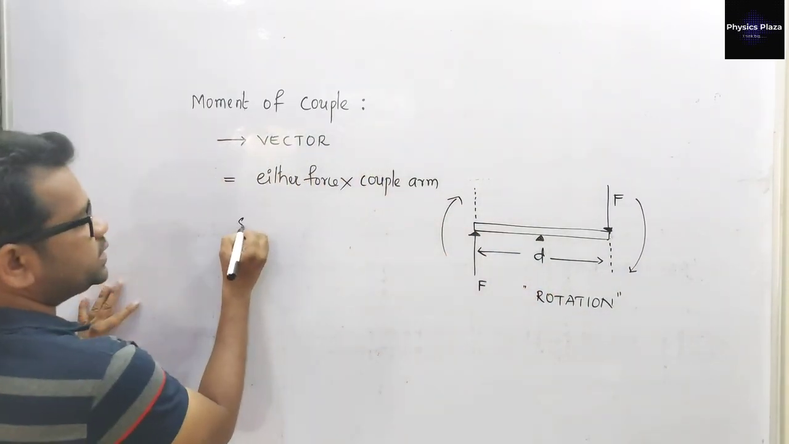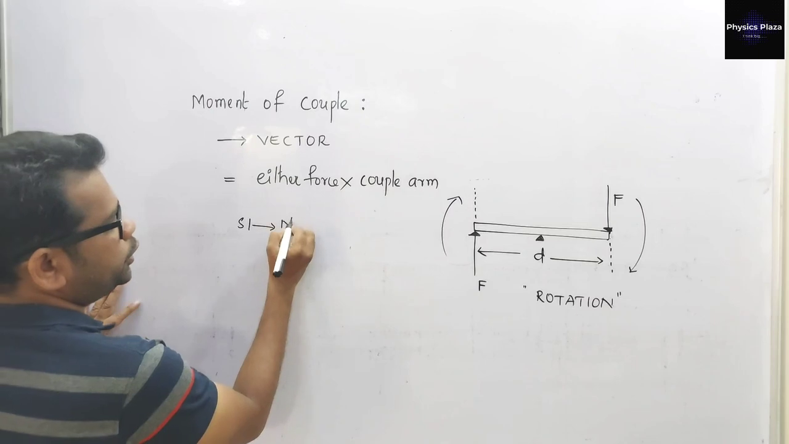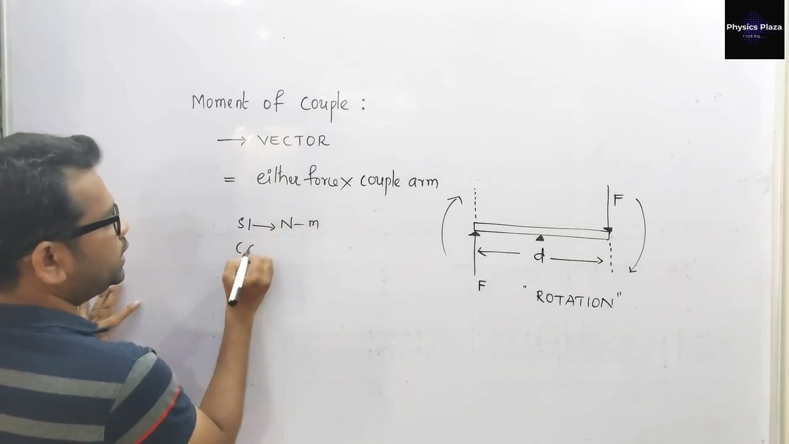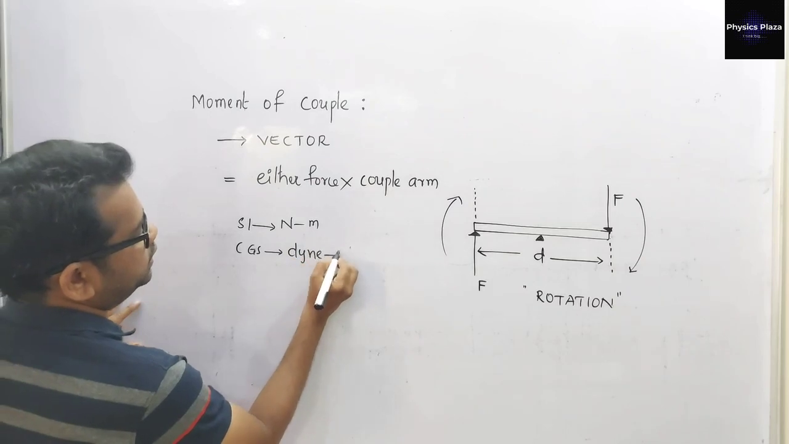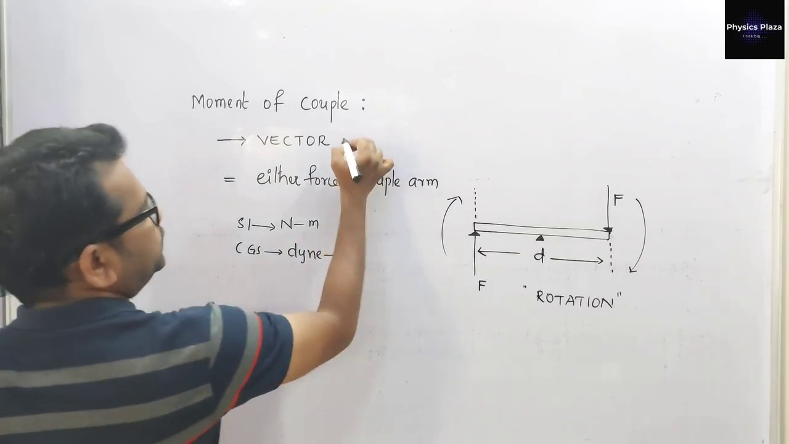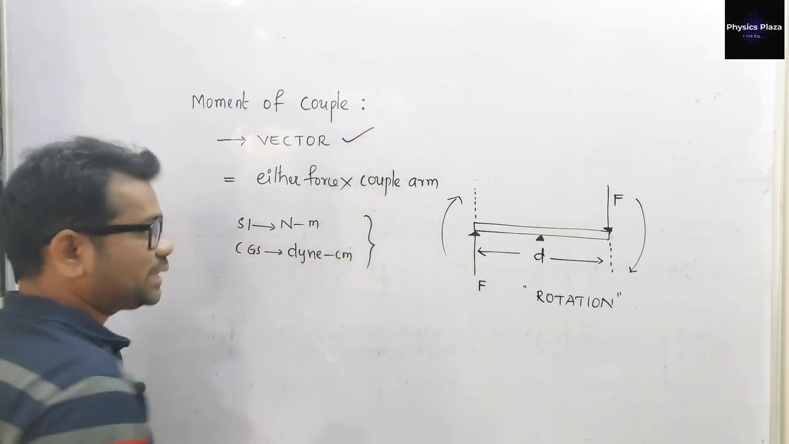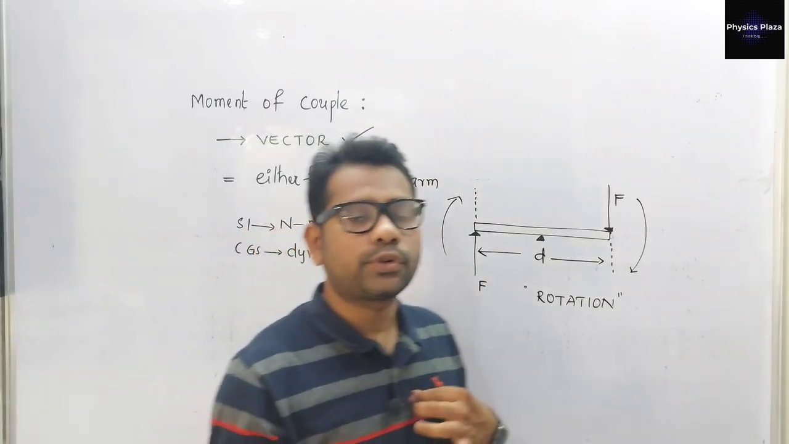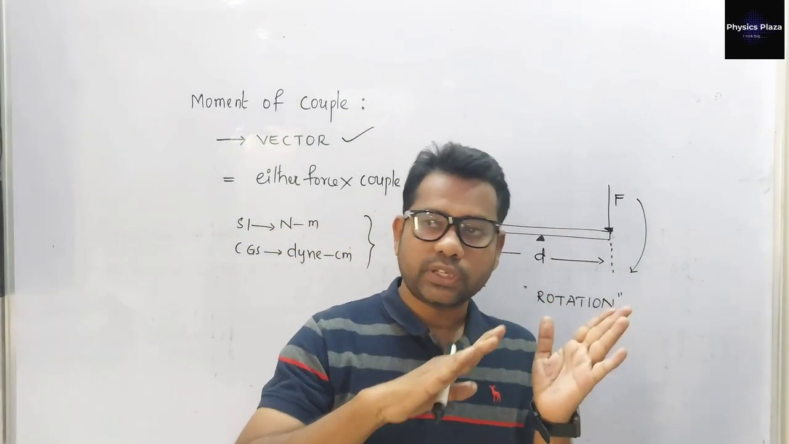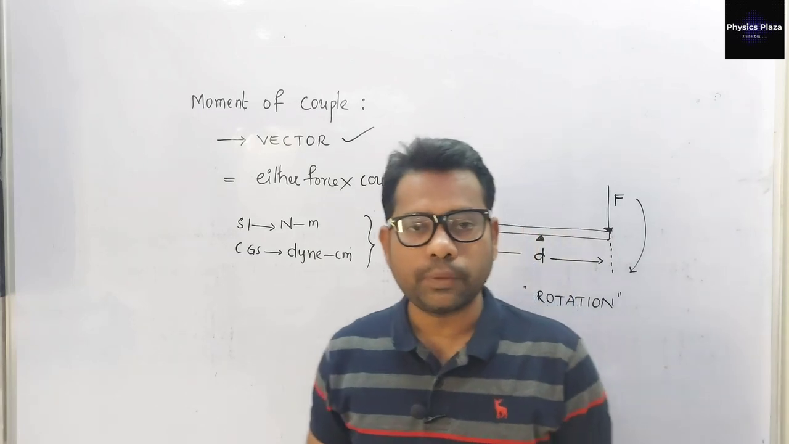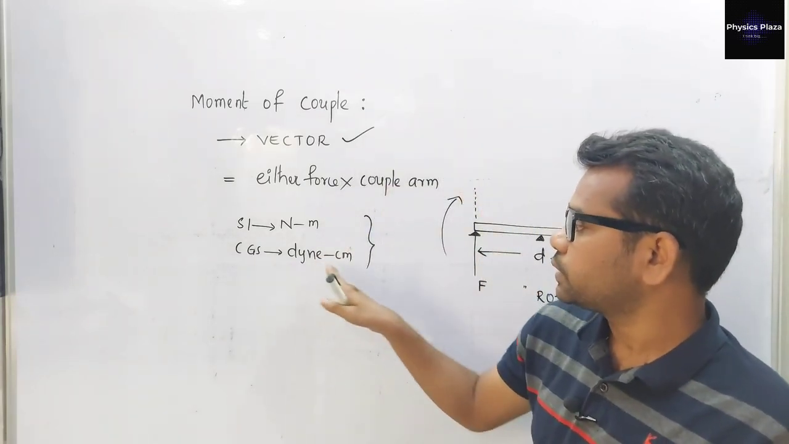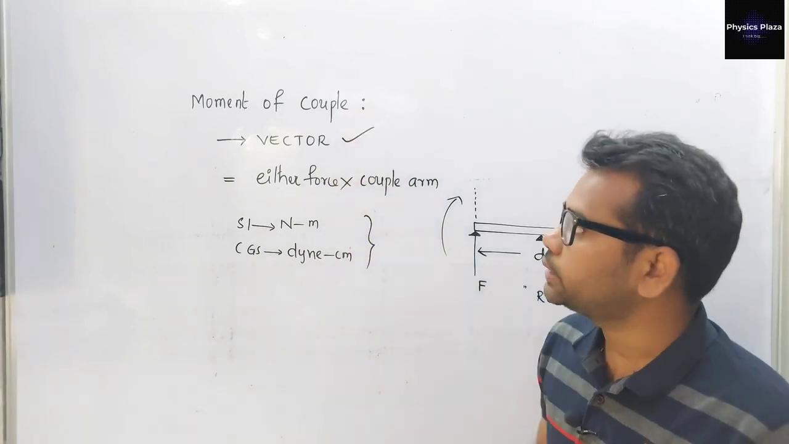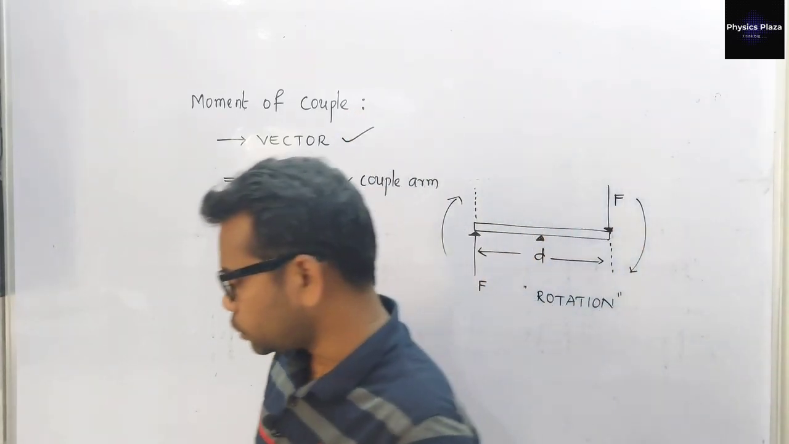And let us see its SI units. SI unit is Newton meter, and CGS unit is dyne centimeter. These units are similar to the moment of force, that is, torque. Torque is a vector, moment of couple is a vector. For torque also, SI unit is Newton meter, CGS unit dyne centimeter. For moment of couple also, it is the same thing. Am I clear? Just note this.